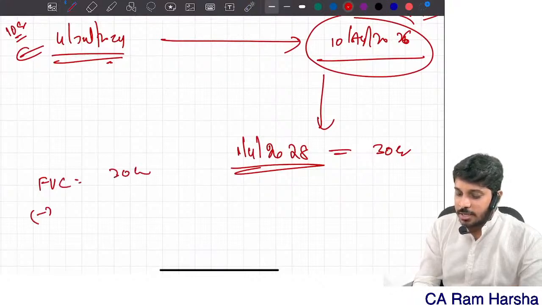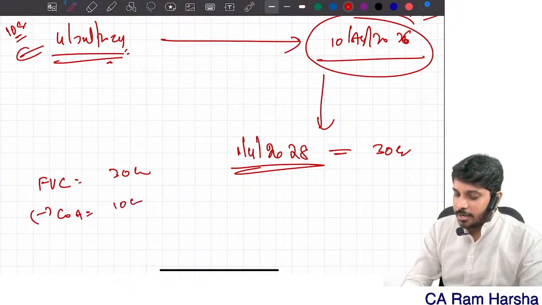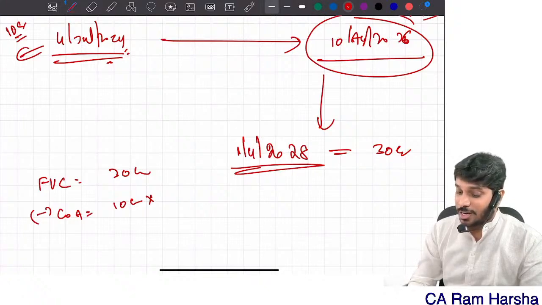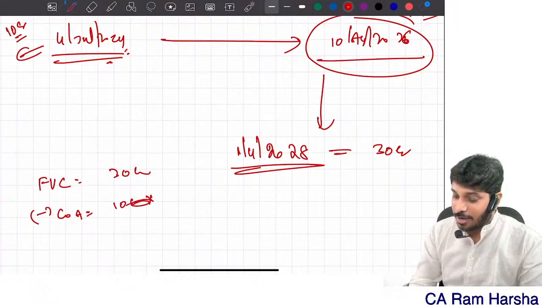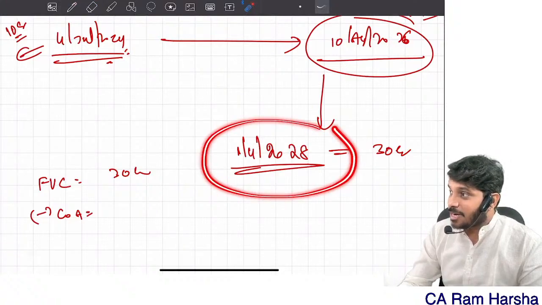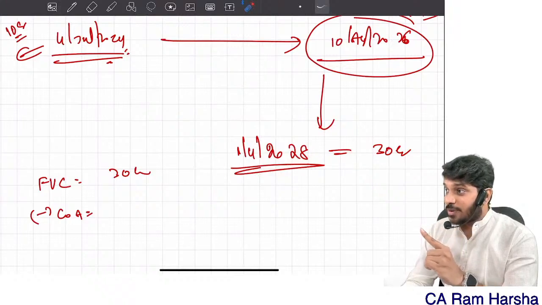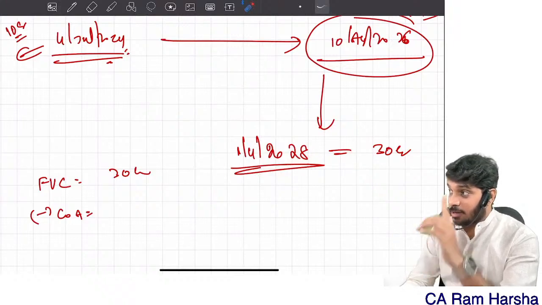Full value of consideration 30 crore minus cost of acquisition. He purchased at 10 crore, right? 10 crore. Is indexation available? No, indexation is not available. Why? He sold it when? He sold the gold on 1st April 2028. Since the gold is sold after 23rd July 2024, indexation is not available.